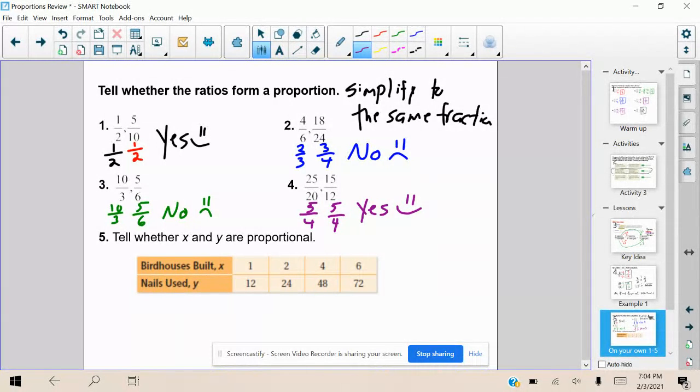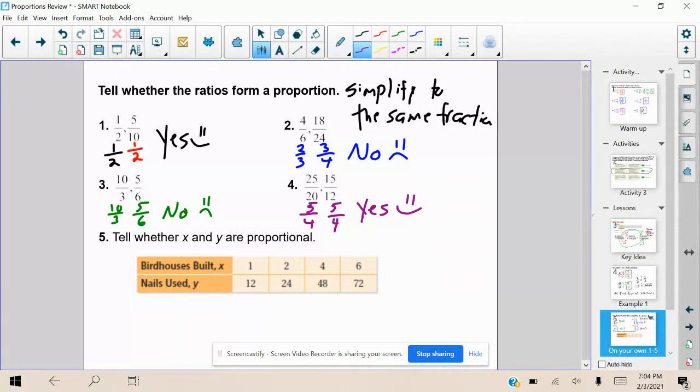Awesome. Let's talk about number 5. So we want to tell whether or not x and y are proportional. We have all these x values, we have all these y values. We are talking about building some birdhouses, and we need to use a set number of nails. So what we can do is tell whether or not by looking at a fraction.